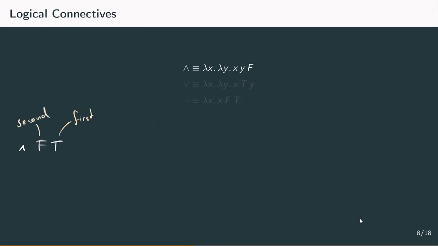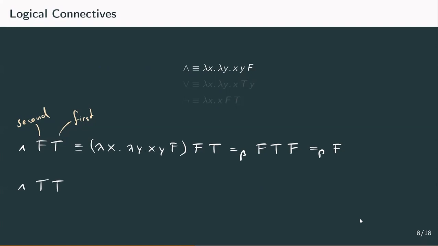Now, if we write AND out, we get λx.λy.x y f applied to f and t. Reducing the two redexes, we get the term false applied to true and false again. As we know, false returns its second argument, so this reduces to false. Now, if we compute AND applied to true, true, we get true applied to true, false. True returns its first argument, so this reduces to true.